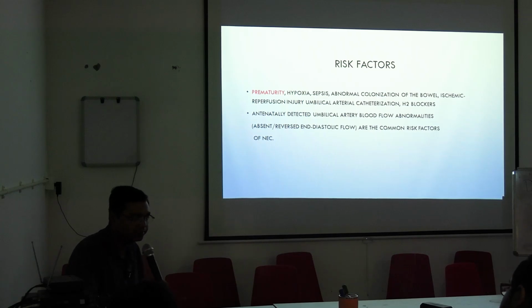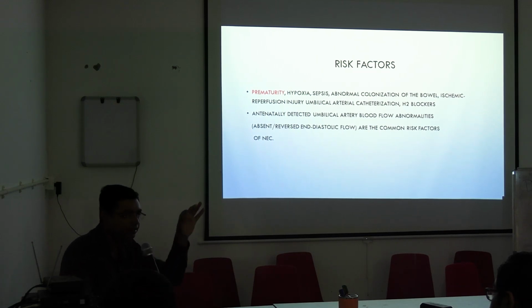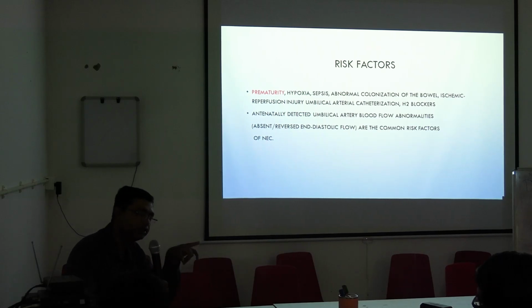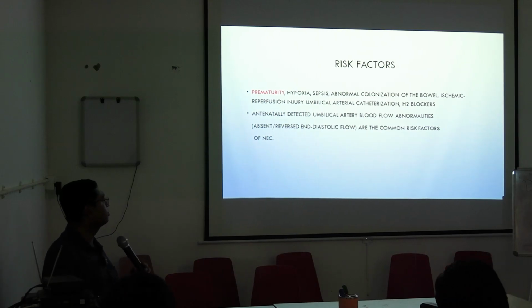So, there are two types of catheter that can be used through the umbilicus. One is umbilical venous catheterization, second is umbilical arterial catheterization. In umbilical venous catheterization, usually there is less complication. But in preterm babies, if you do umbilical arterial catheterization, the tip of the catheter can sometimes cause injury and necrosis to the bowel epithelium. And another important factor is the antenatally detected umbilical artery blood flow abnormalities.